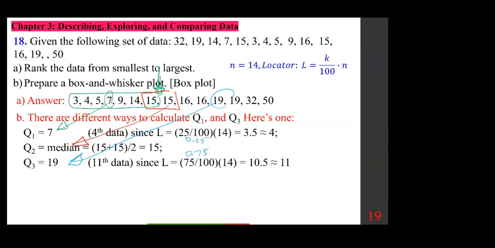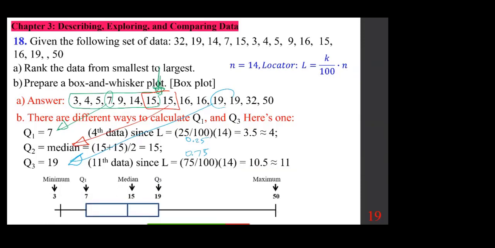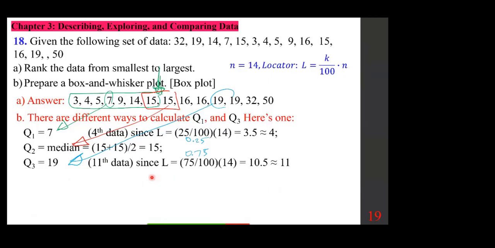How do we draw that? I want to make sure everybody understands the drawing, so let me quickly go over that for you. You have a number line, and at the top of this number line, you locate the min, the max, Q sub 1, Q sub 2, and Q sub 3. I'm going to erase it. So that's the idea.